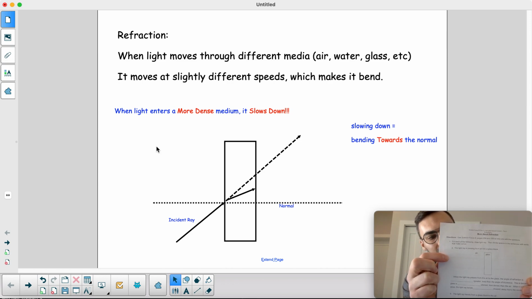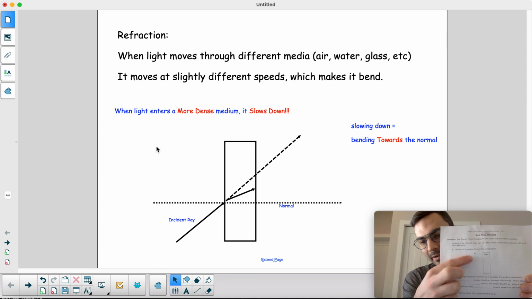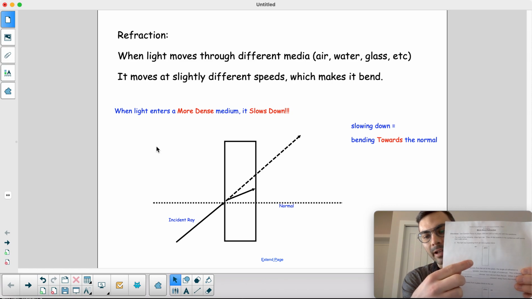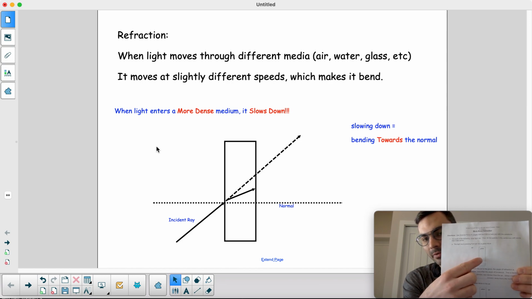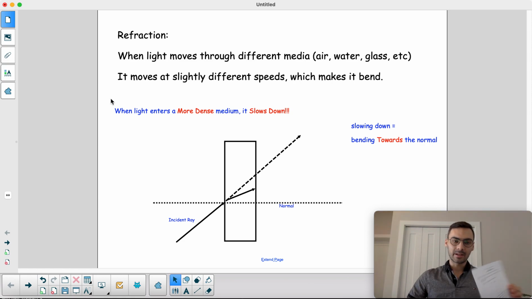So on our page you said that air was where our light was starting, and we know that air is not very dense at all. And then the light was going to hit a piece of glass and travel through it, and the glass has a lot more particles in it than the air before, so it would be moving to something that is more dense, and it would slow down, bending towards the normal. So if you're having trouble with question number 1, take a look at this diagram right here. It'll help you out a lot.